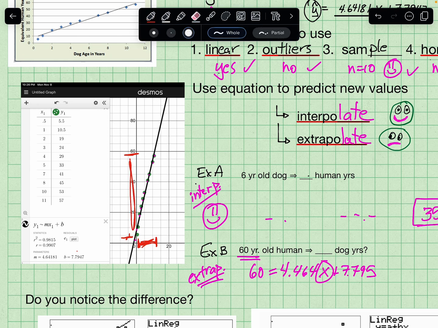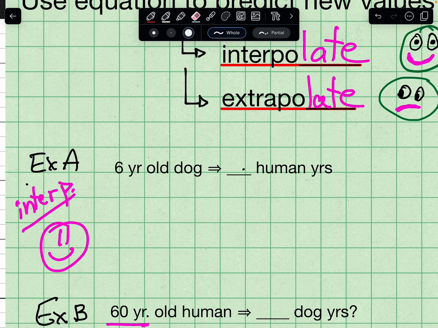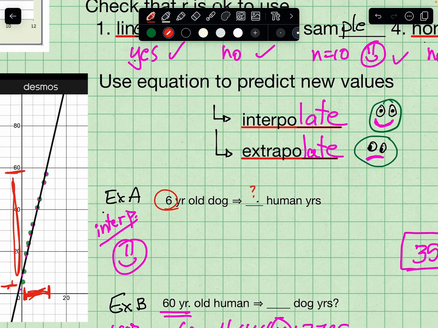So let's say I've got a dog at home. It's like 14 years old. How old is that dog? Well, if I put 14 in, hang on, my example is 6. Use the example, Mr. Larson, not your own one. Okay, so a 6-year-old dog. How many human years is that?